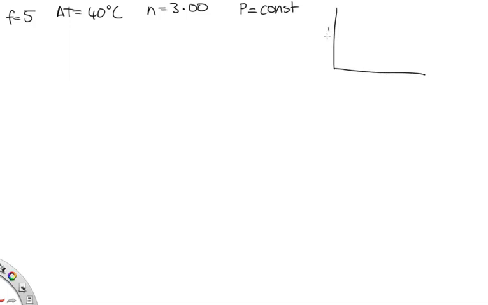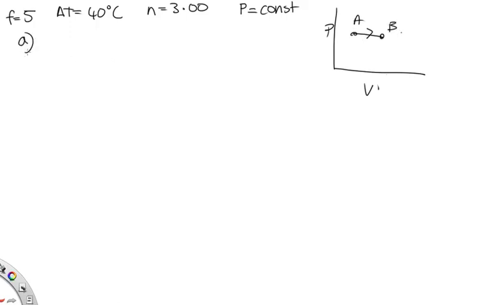Okay, so we're told it was a diatomic gas and it had 5 degrees of freedom. The change in temperature is equal to 40 degrees C. There are 3 moles of the gas involved, and this is a constant pressure process. So if we have a PV diagram, it looks something like this.